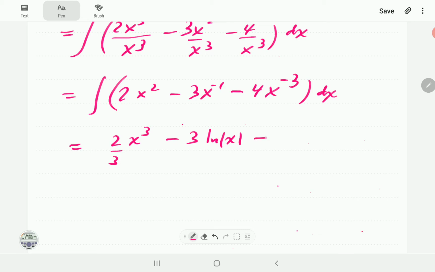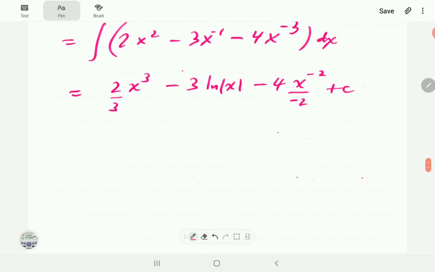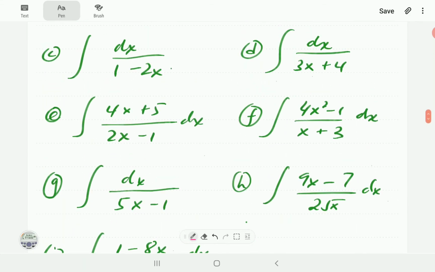And then for the last one, if we add 1, we get negative 2, and so we divide by negative 2. So then if we just simplify the last case, our expression is going to look like this. It is going to be plus 2 x to the power minus 2 plus c. So that is how the first one works out.